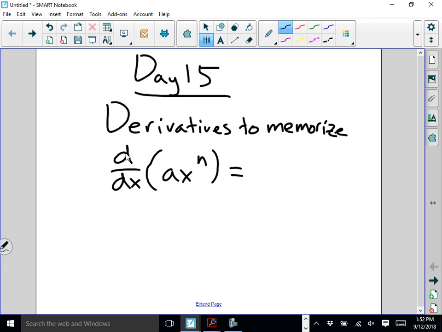So again, just think about your power rule. What would the derivative of ax to the n be? Well, go ahead and write the answer. You should know it. If you don't, here's what it is. It is anx to the n minus 1. So again, this is AKA the power rule. We know that when we want to do a derivative, we take the power, multiply it by the coefficient, and reduce that power by 1.